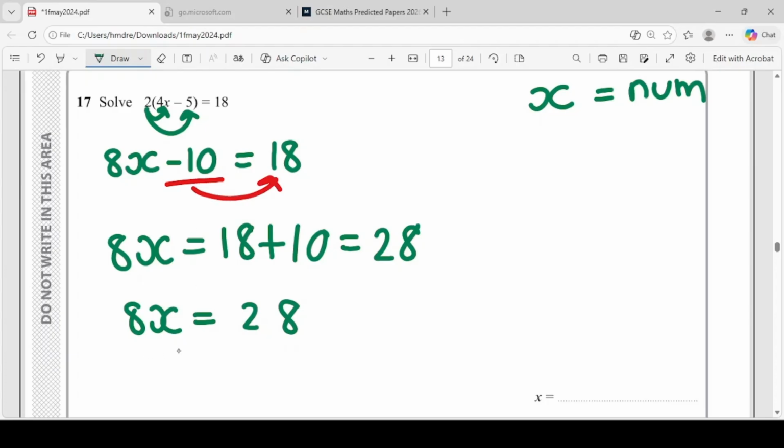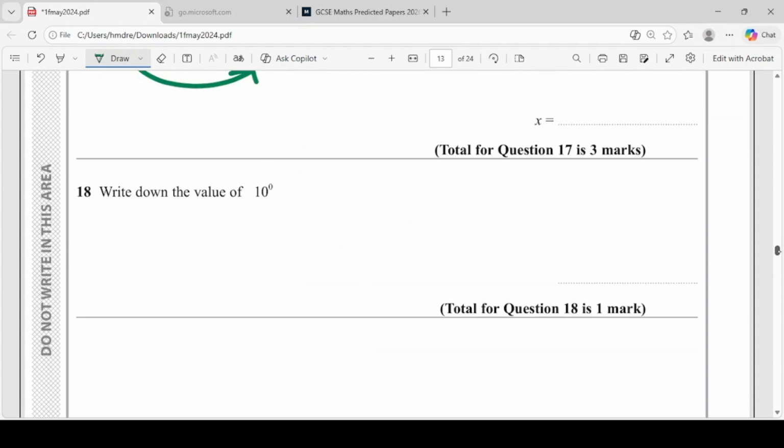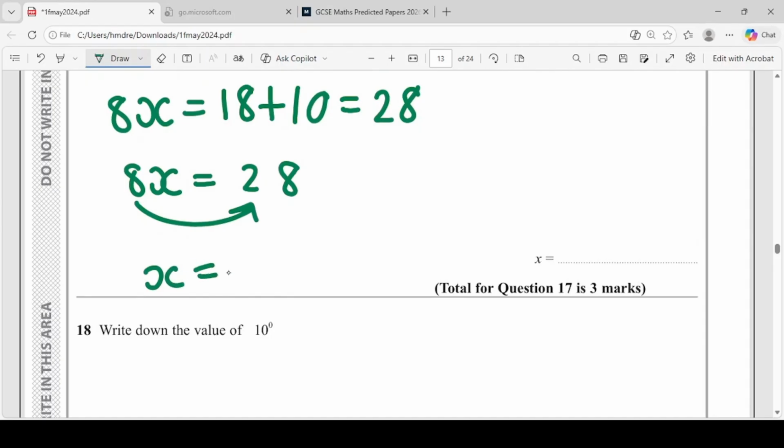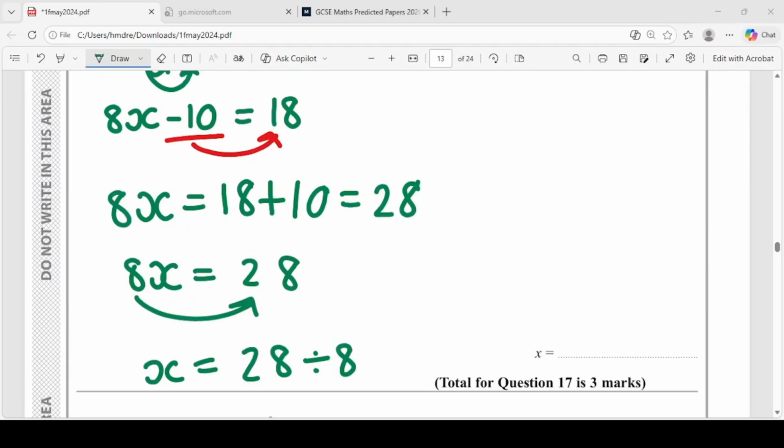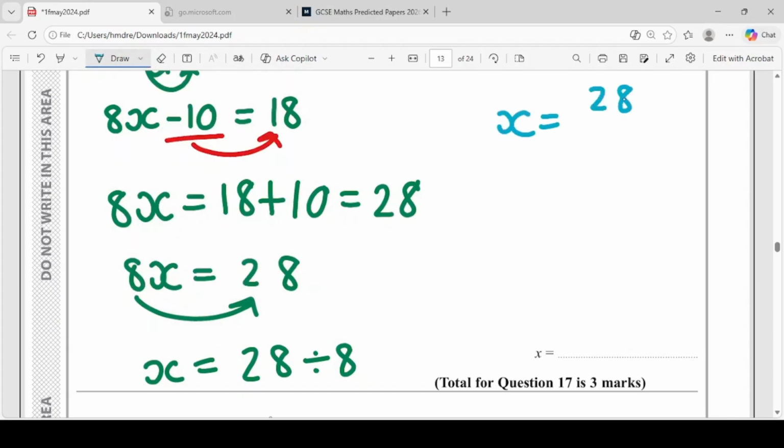And then we want x by itself. So we're going to say x was times 8x. When we take it across, we're going to divide. So it's going to be x is equal to 28 divided by 8. So let's just see then how we can simplify that. x is equal to 28 over 8. 28 divided by 8.